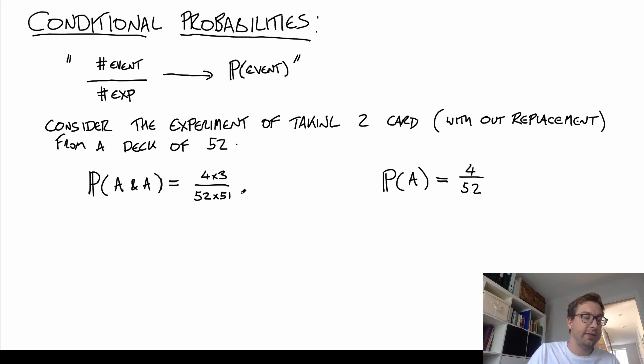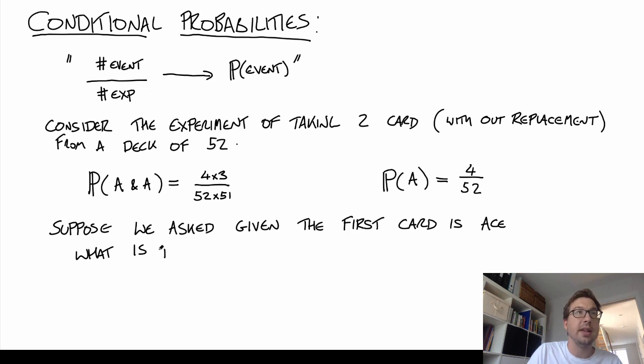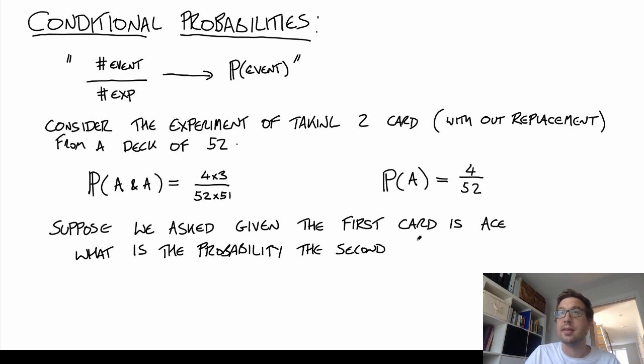Now let's suppose we're asked a slightly different question. Suppose we asked that given the first card is an ace, what is the probability the second card is an ace? We're going to give a special notation for that.